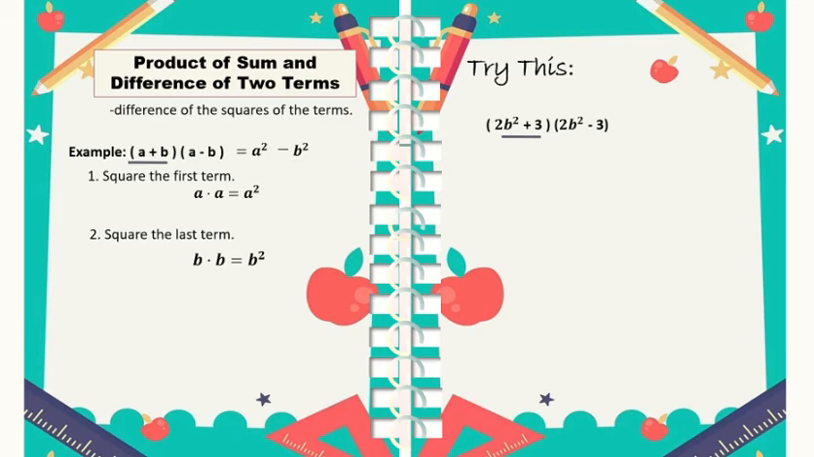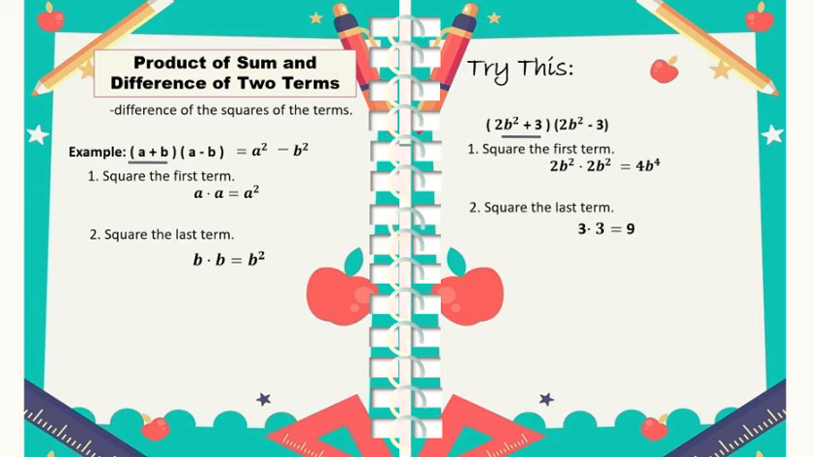Next, let's try this one. We have quantity 2v squared plus 3 times quantity 2v squared minus 3. Then, follow step number 1 and 2. Step 1, square the first term. So our first term here is 2v squared and the last term is 3. 2v squared times 2v squared is equal to 4v raised to 4.